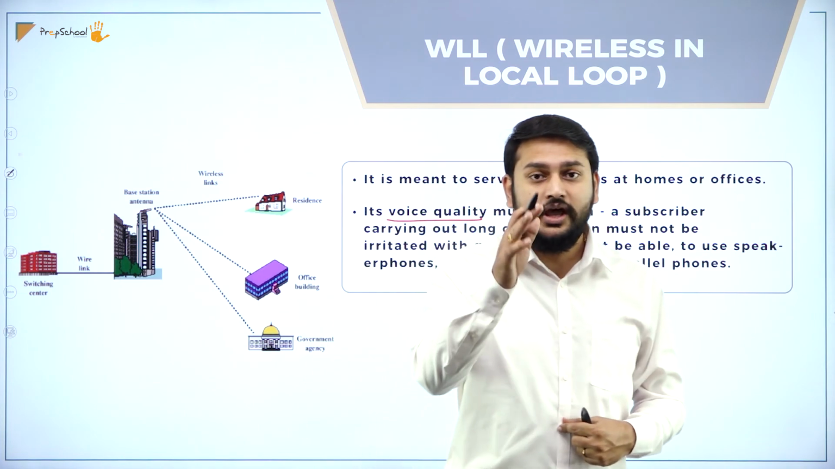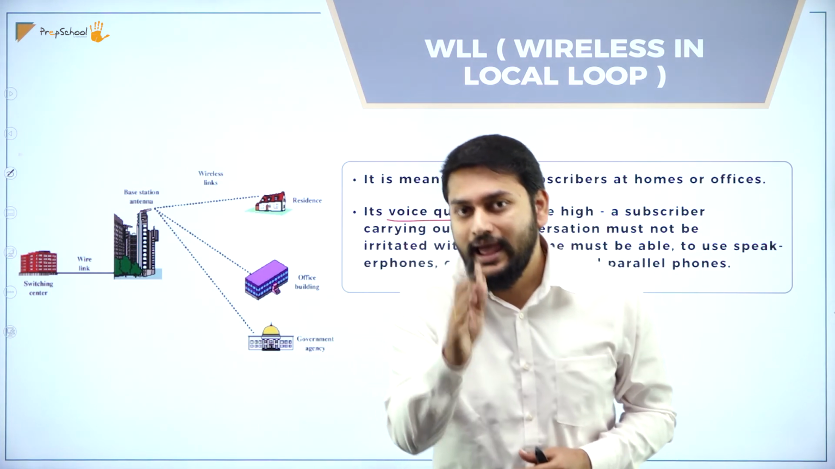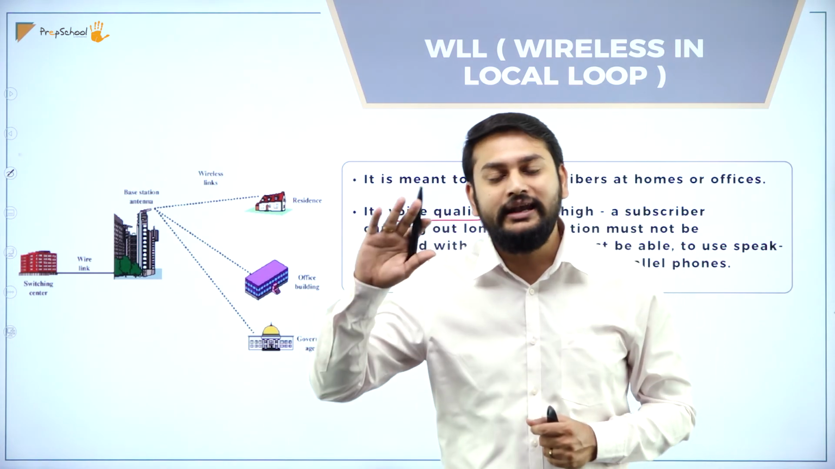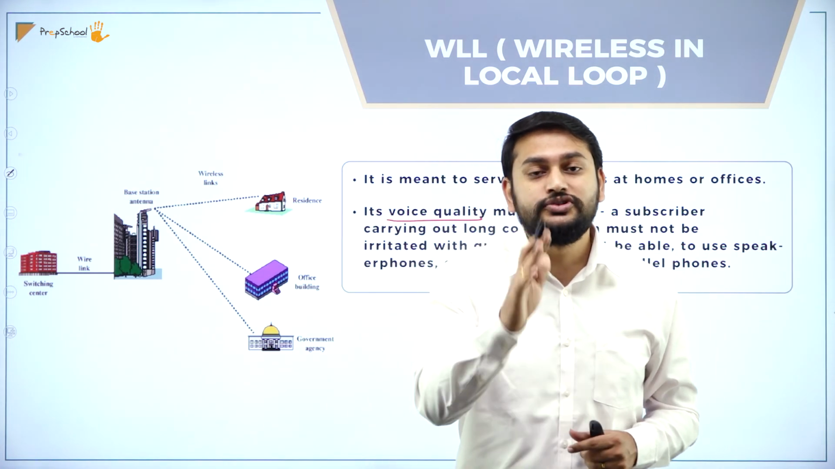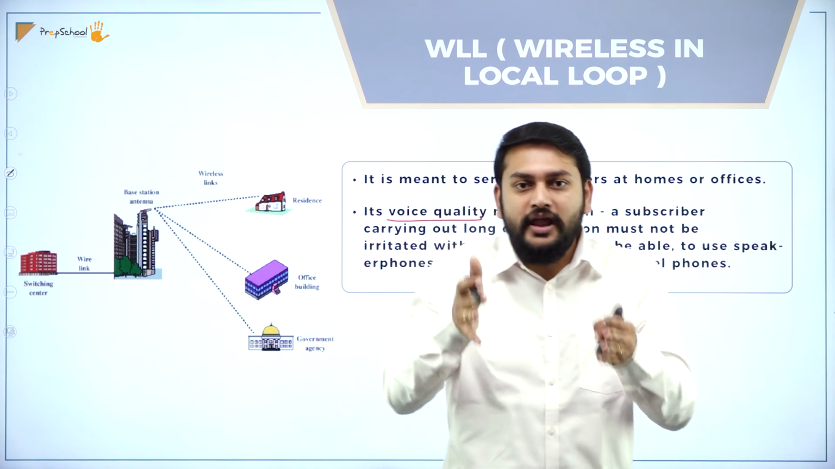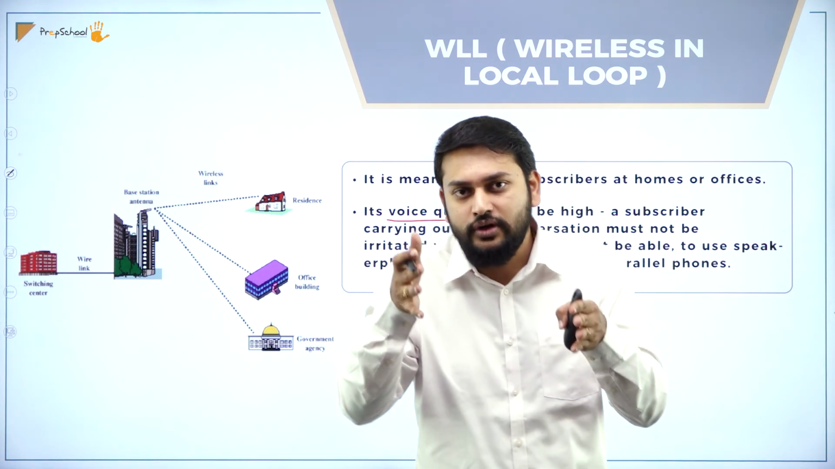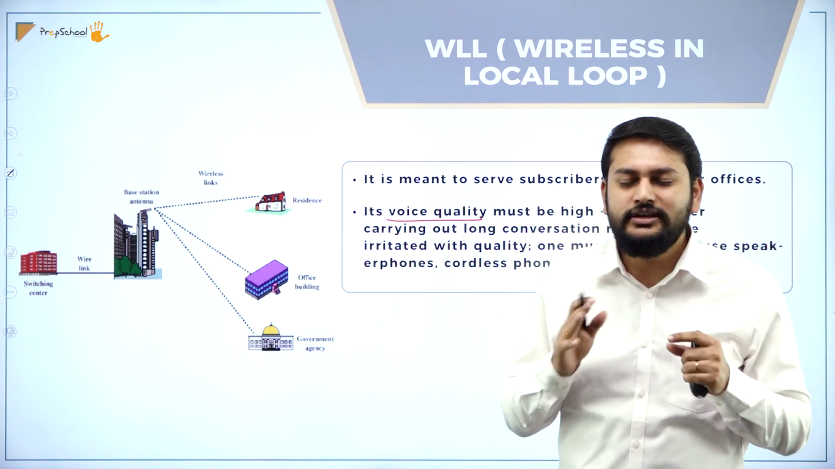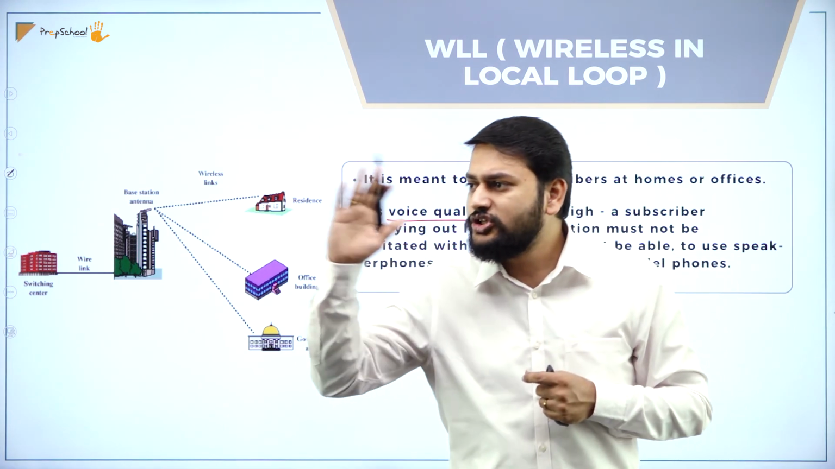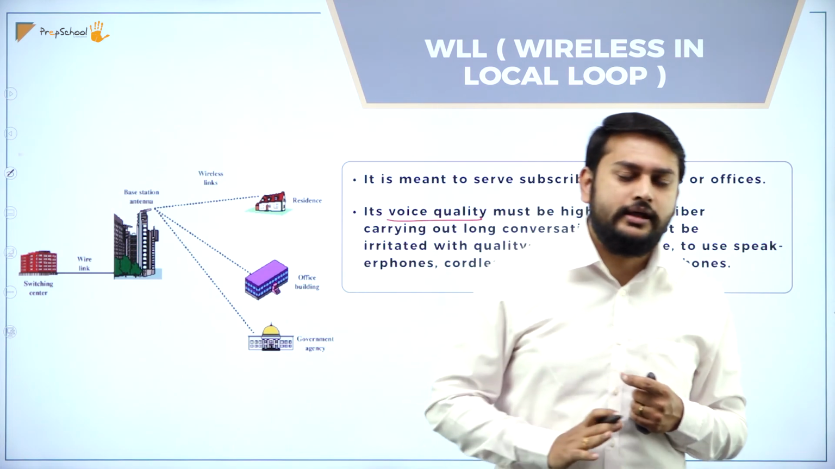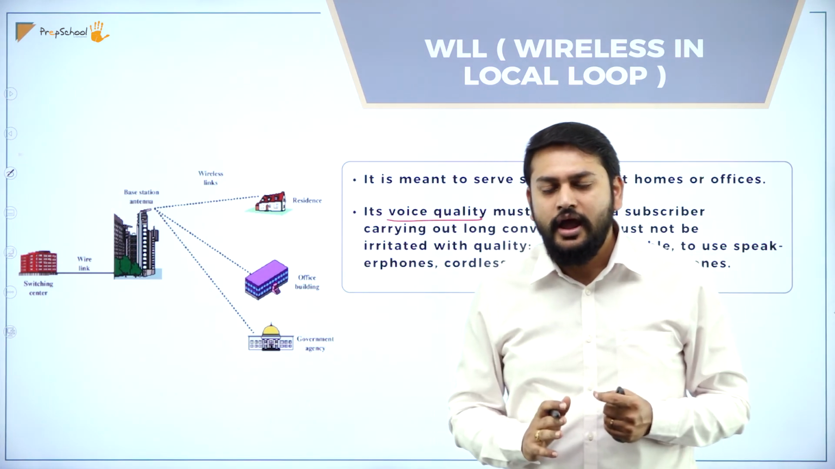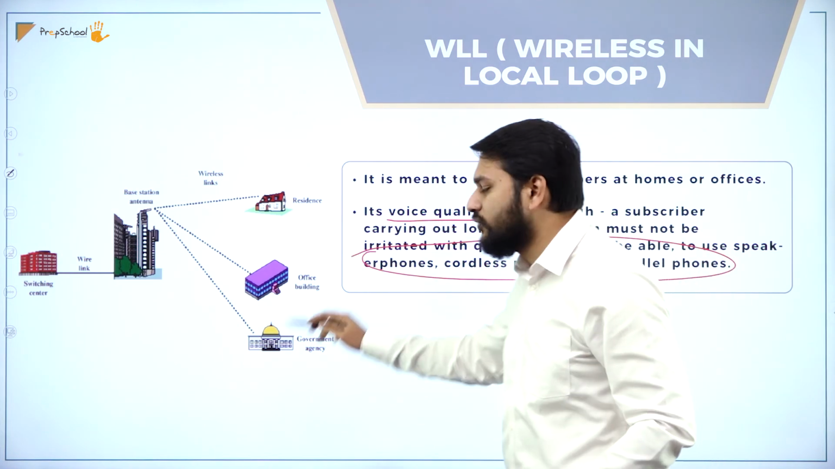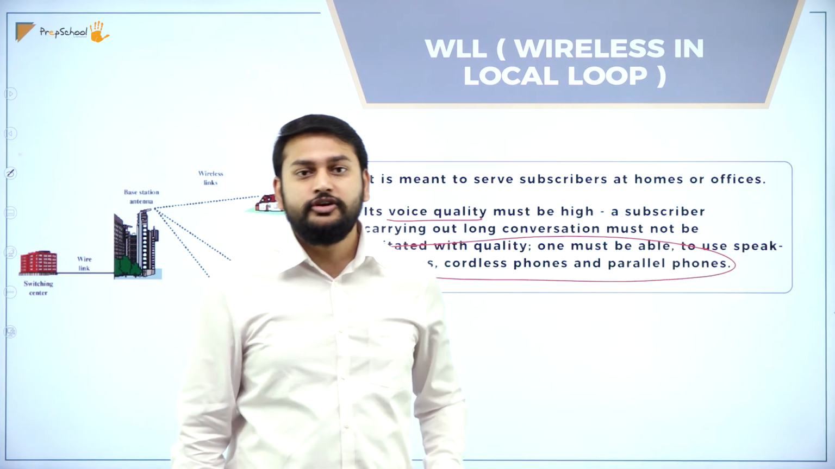All right, whenever we are using WLL, it ensures quality data transmission, and it uses line of sight. Mainly, line of sight is very important when it comes to wireless local loop. Line of sight in the sense that the sender as well as the receiver should be in straight contact. That's what we call line of sight. And we can use these devices for wireless. This is what you have to remember.